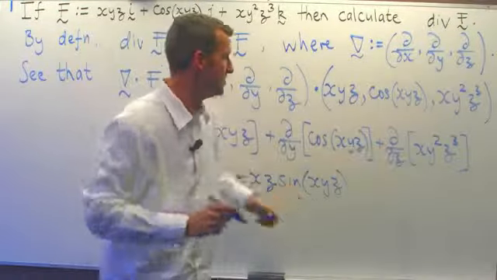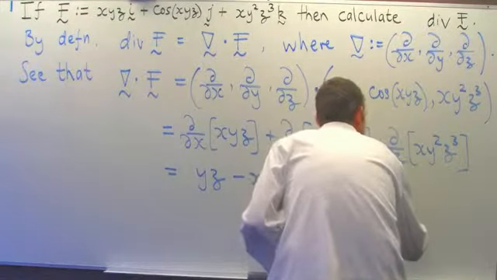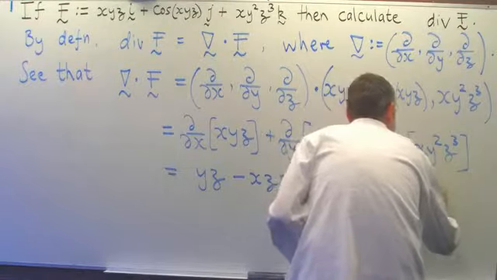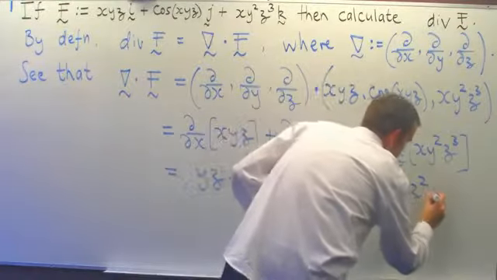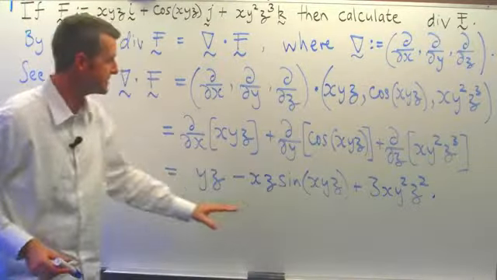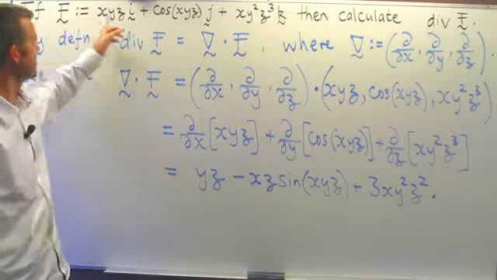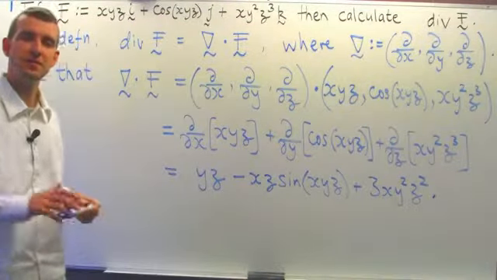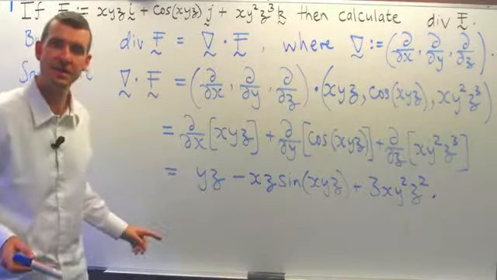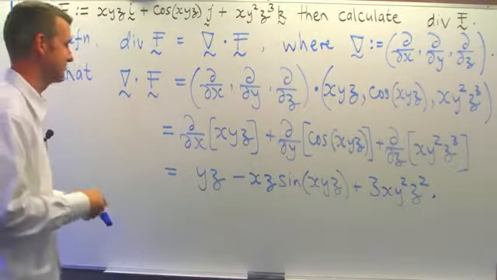And in the final one, we'll get 3xy squared z squared. Okay, so this is our answer. This new function is the divergence of this particular vector field. So a few things to acknowledge here. Note that this is not a vector field. It's a scalar valued function, a real valued function. Okay?